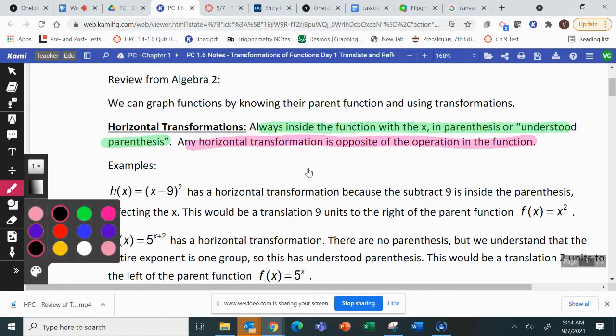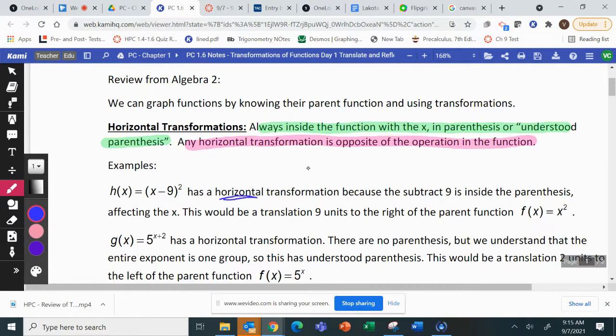So since it is horizontal, we're talking left or right, right? Horizontal would go left or right. It would not go up or down. And because it says -9 inside of the function, the transformation would be the opposite of -9, which is +9, which goes to the right. So it's like common sense. I would think it goes left, but horizontal is always the opposite of that.